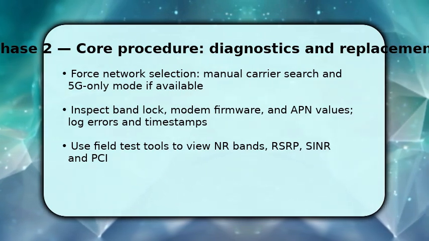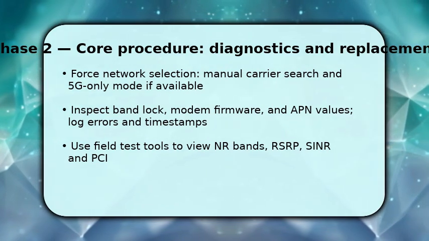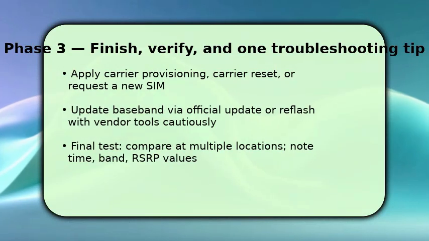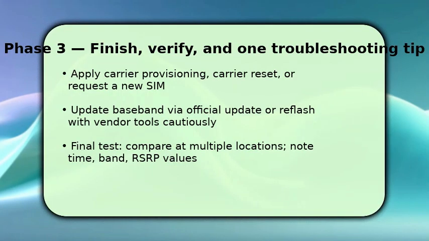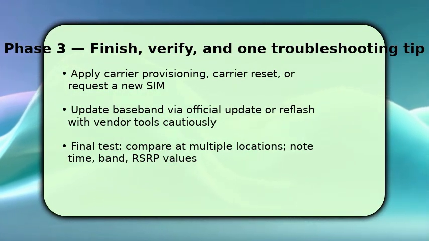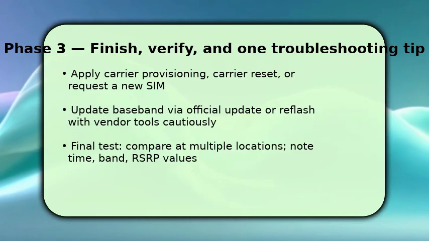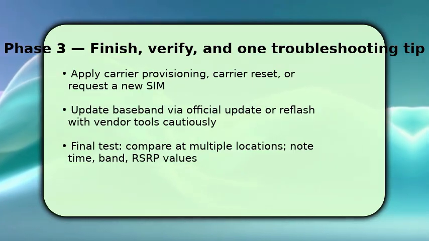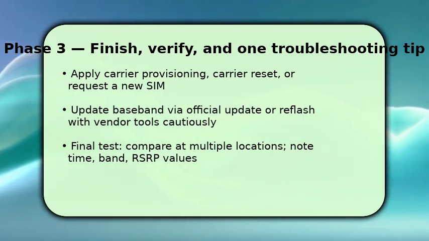Finish by applying fixes from most to least invasive. Request carrier provisioning or a SIM swap first, because these often resolve profile or IMS issues. If unresolved, apply official baseband updates or ask vendor support about reflashing. Only proceed with care and backups.